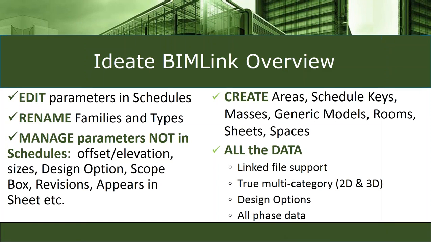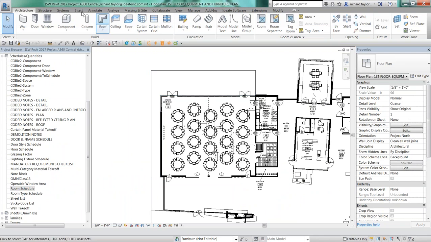So when we look at Ideate BIM Link, not only can we edit parameters or properties of schedules, but we can also rename families and types, and we can manage parameters that don't appear in a regular Revit schedule. We can create items. My example I showed you was rooms, but we can also create areas, schedule keys, masses, generic models, sheets, and spaces. And then we also give you access to all of the data, linked file support, just like a Revit schedule.